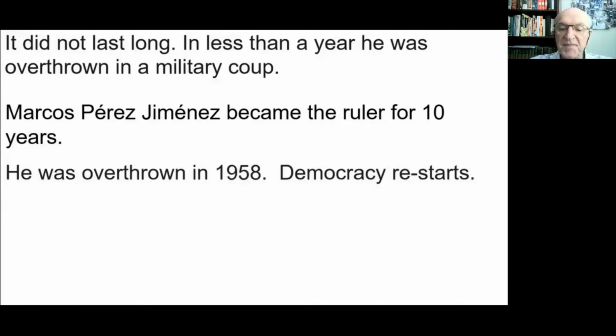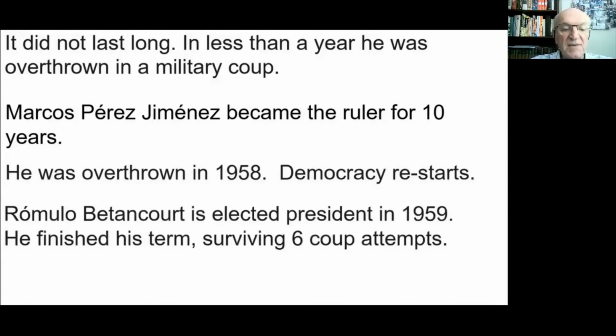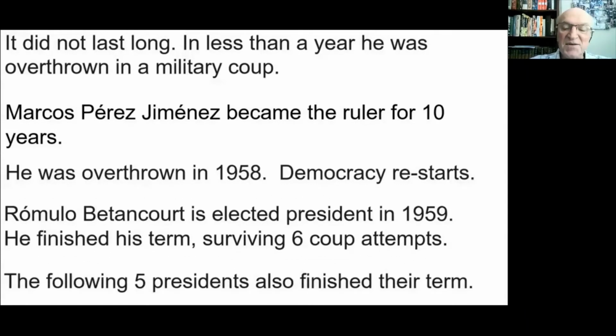Democracy restarts. And so there were elections. Rómulo Betancourt is elected president in 1959, and he actually finished his term. He was the first elected president who actually finished his term. Although he did have 6 coup attempts to overthrow his government, he survived them all. The following 5 presidents also finished their term. So it seemed that democracy was really getting a hold of the country.